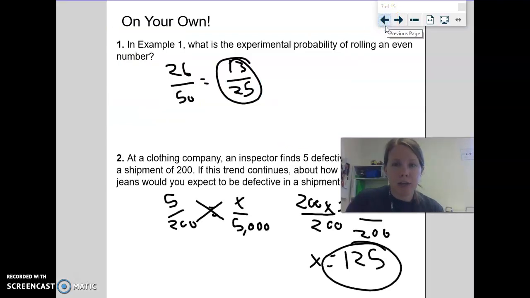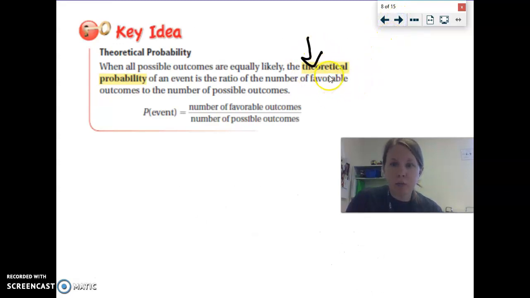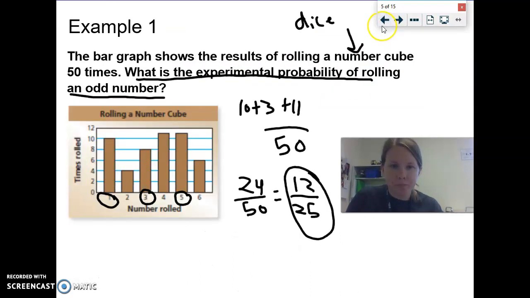This one that we were just talking about is given an experiment. So this depends on what happens when you do that experiment. Theoretical is what you should expect. So in the case when you were rolling that dice, like I said in example 1, what I would expect is 25 out of 50 because you're taking 3 of the numbers. I would expect that. That's my theoretical probability.